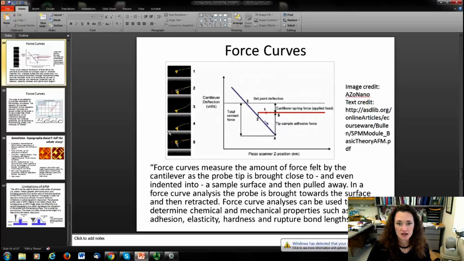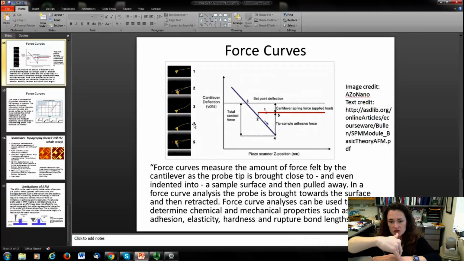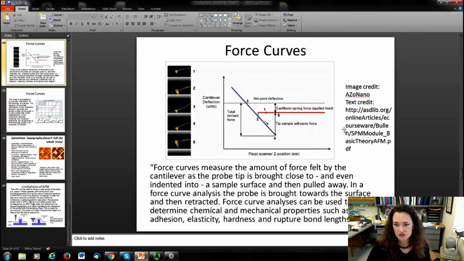And that's indicated here at position 4, where the cantilever is actually bending downward now due to the adhesive forces between the tip and the sample, until it gets far enough away and then it snaps loose and back to its free position. So that's what you see in a force curve.